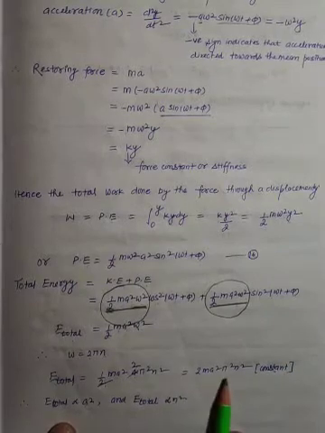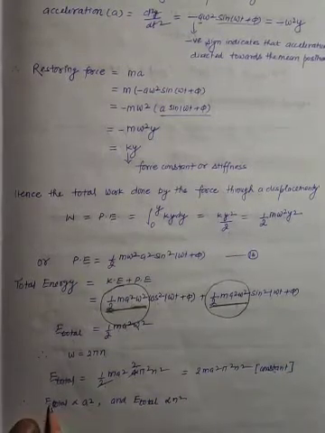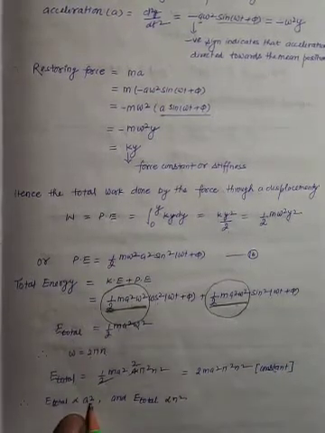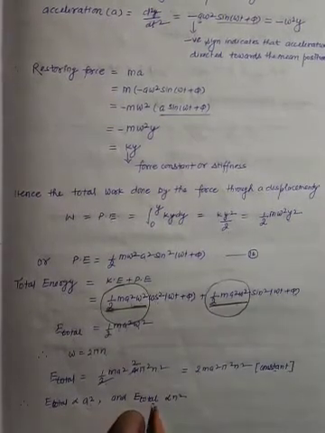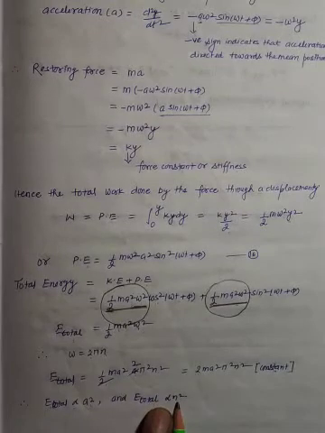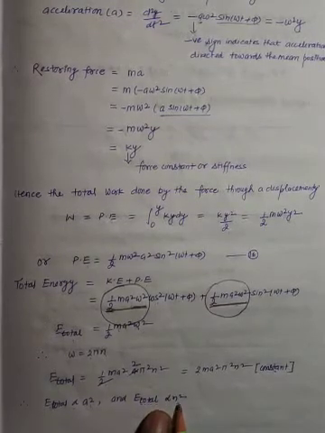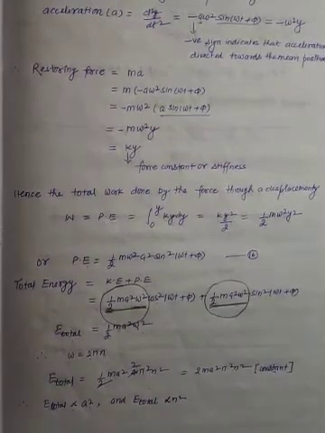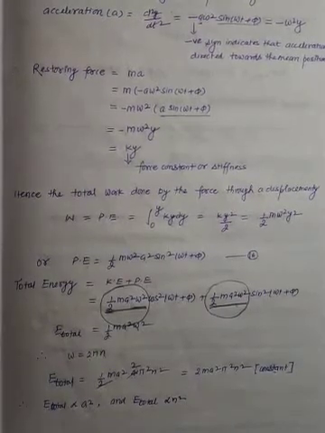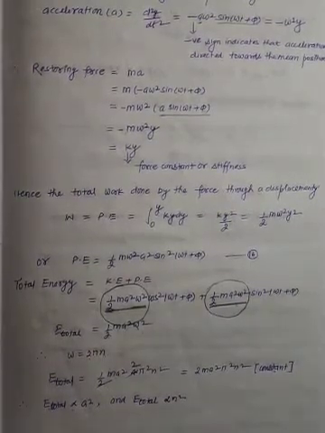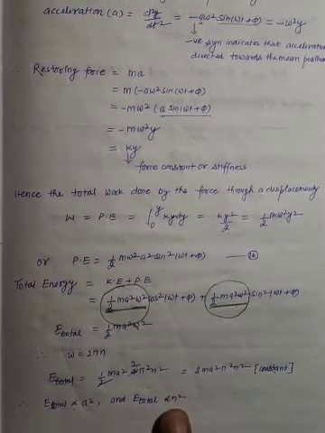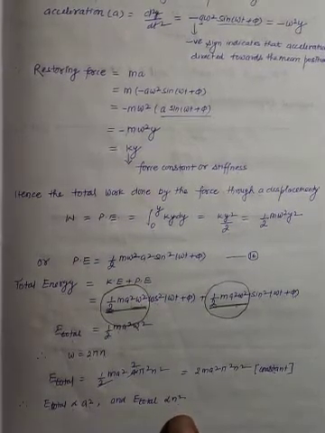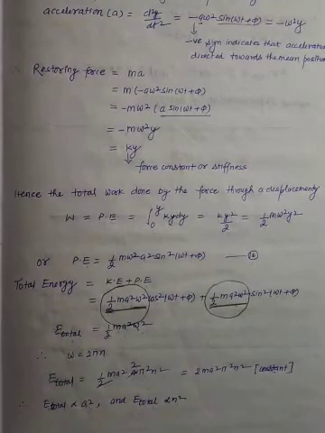From this result we can write that the total energy is proportional to the square of the amplitude of the particle, and the total energy is also proportional to the square of the frequency of the particle performing SHM, or the harmonic oscillator. So this is all about the total energy, kinetic energy and potential energy.